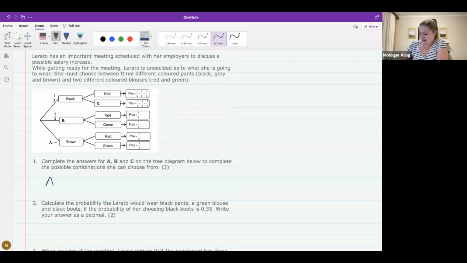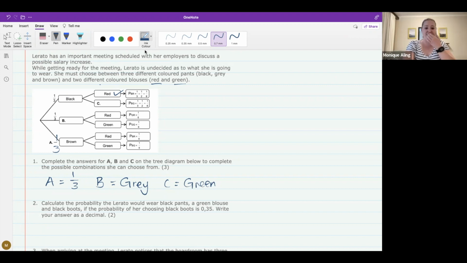Okay, so for A, it is the fraction, which is 1/3, because there are 3 options and brown is the 1 option out of the 3. B is the color pants that we're missing. So we've got black, gray, and brown. Black and brown already mentioned, so B must be the gray pants. And C is our options for the blouses. And our blouses are red and green. We've already got red here, so C must be green. And it looks like all of us got that.